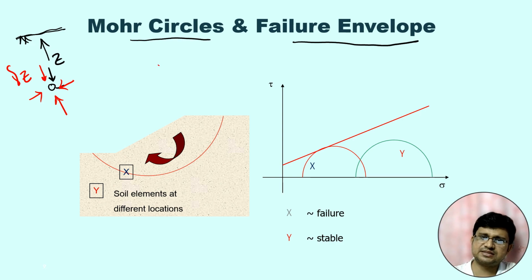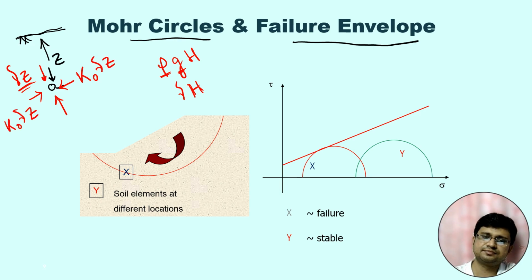This equation is very similar to rho g h. Rho is the density, g is the acceleration due to gravity. So rho g is the unit weight, density into g. So this will be the unit weight into h. So gamma z is the vertical stress, and the horizontal stress at rest will be k0 into gamma z. Normally k0 is less than 1.